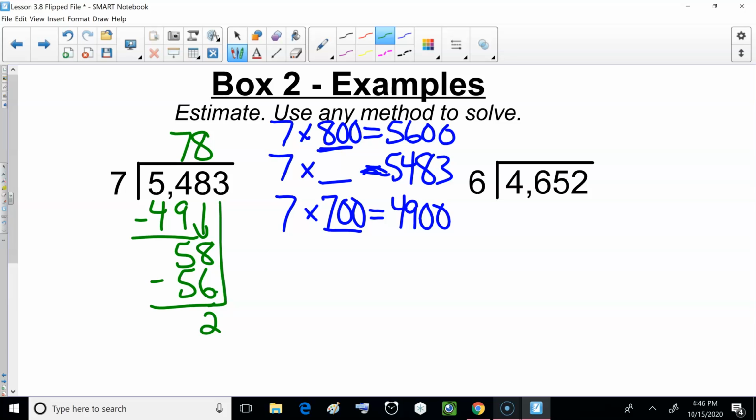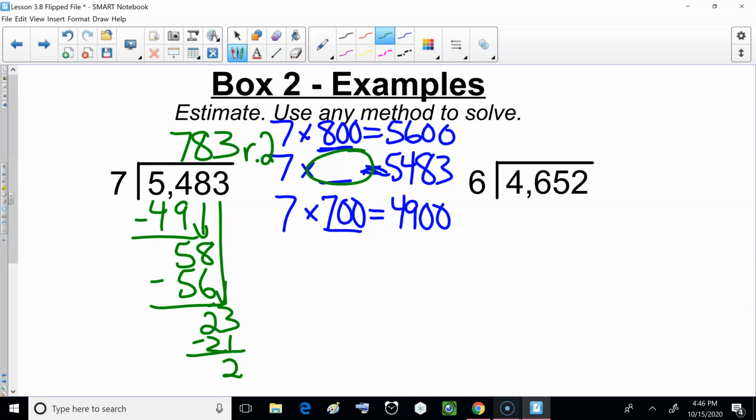2 is less than 7. Bring down the 3. No helpful hints here. 7 times 3 is 21. Subtract 2. Nothing to bring down, so this 2 becomes my remainder. And now if I look, my answer of 783 with a remainder of 2 is between these two. So I've got a pretty good chance that my answer is in the right ballpark.